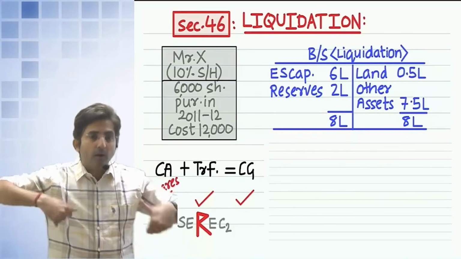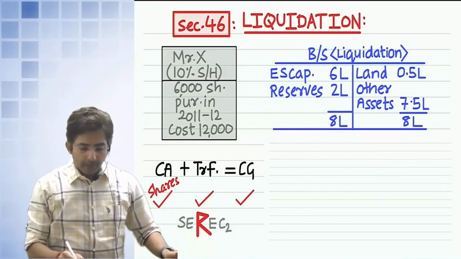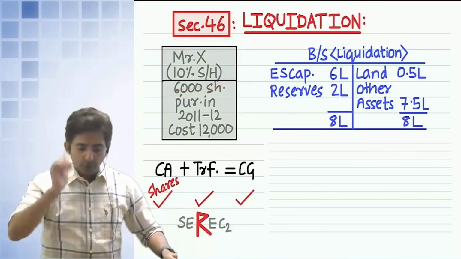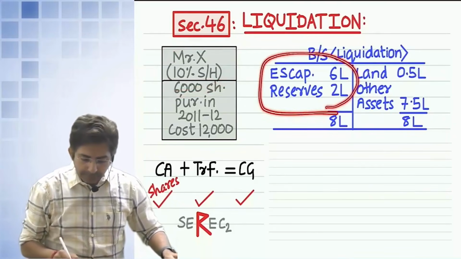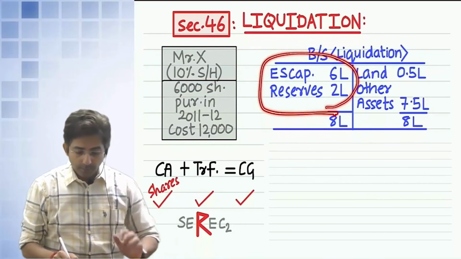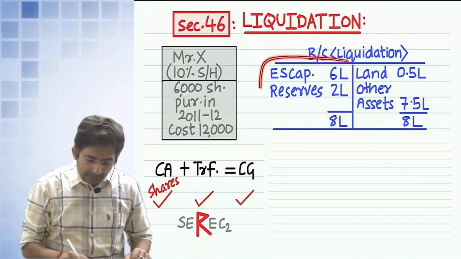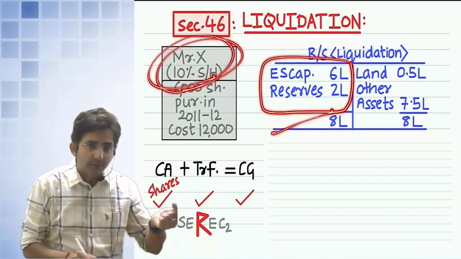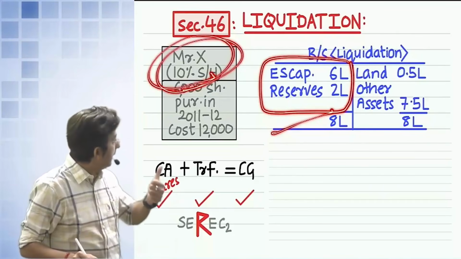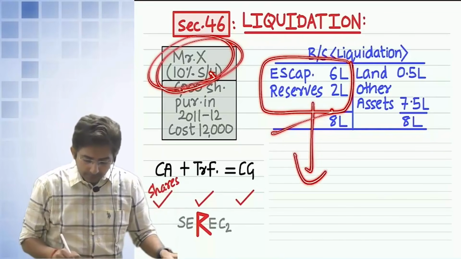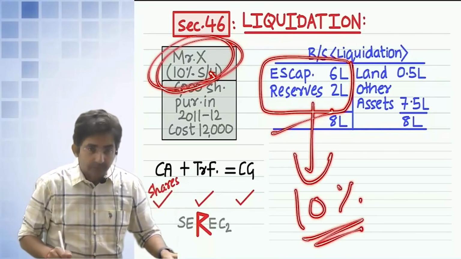But in return, what has he received? Tell me, how much would Mr. X have received on liquidation? What belongs to the shareholder is share capital and reserves. Share capital and reserves belong to the shareholder. But tell me, does this entire share capital and reserves belong to Mr. X, a single person? No, Mr. X is just a 10% shareholder. And for a 10% shareholder, he will get 10% of this, right?